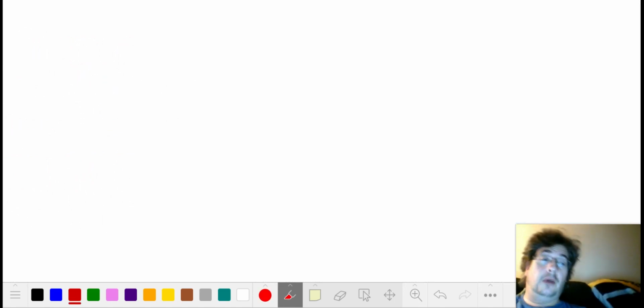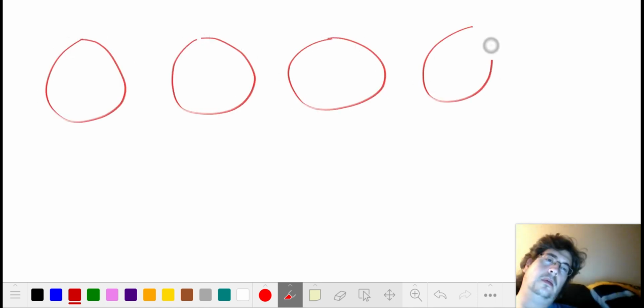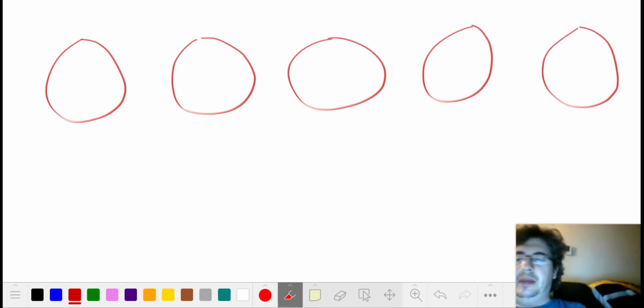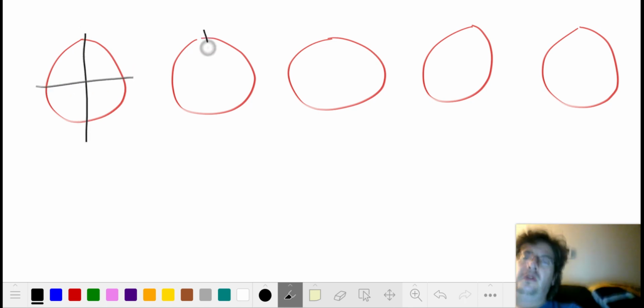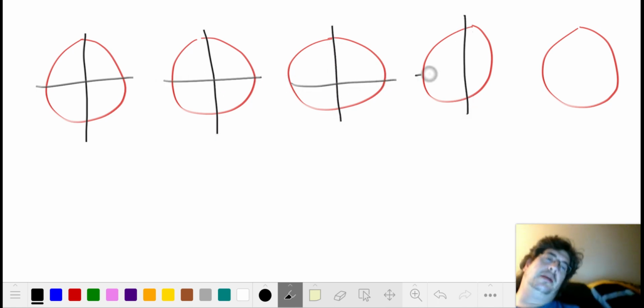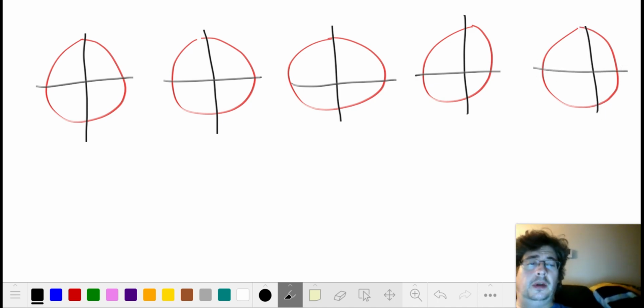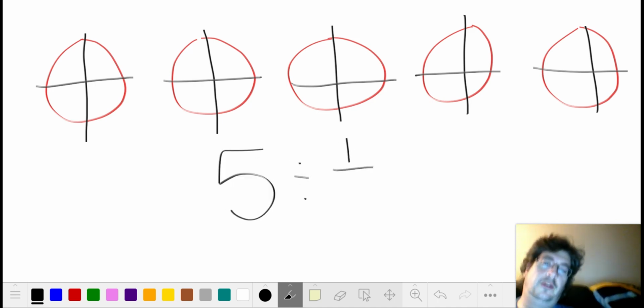There's always going to be a pizza question. Almost guarantee you there's going to be a pizza question. So let's say you got 5 pizzas. And you're going to cut each whole pizza into fourths. So each pizza is going to have 4 pieces. So what division problem is this? Well, you got 5 whole pizzas. You divide each pizza into fourths. So we got 5 divided by 1/4.